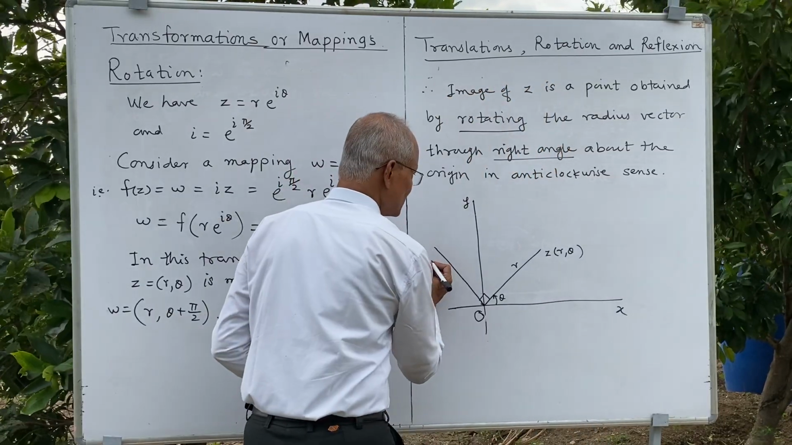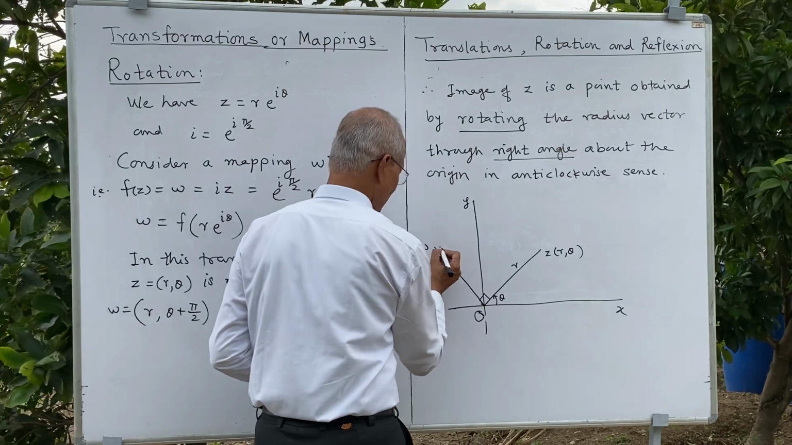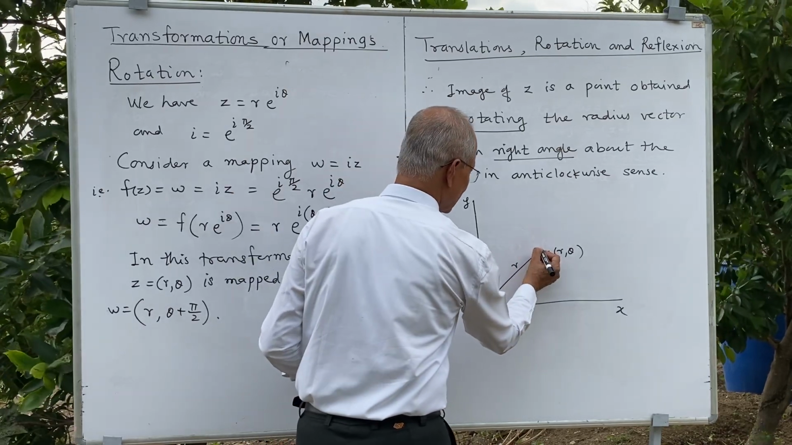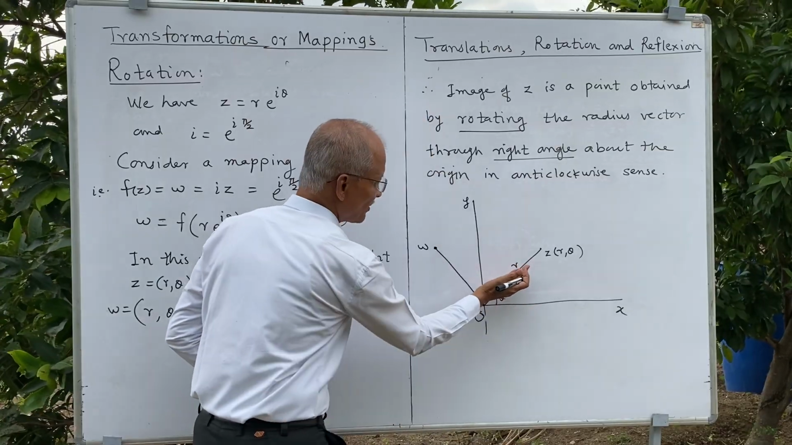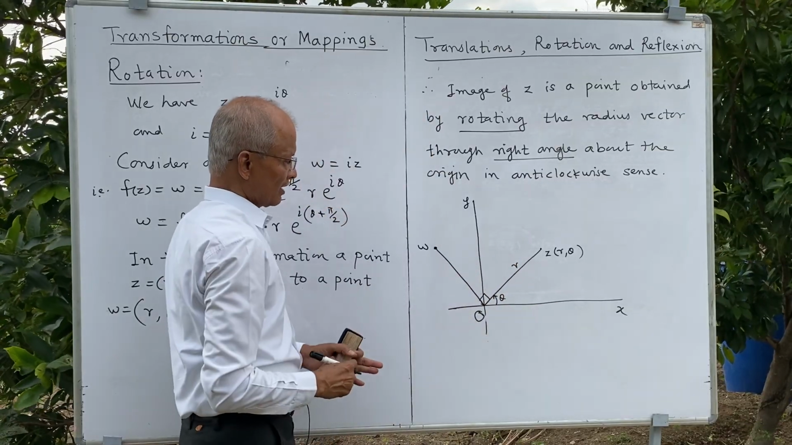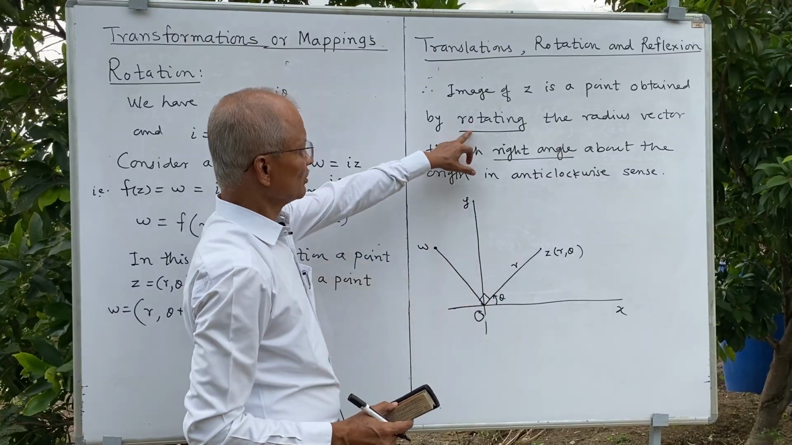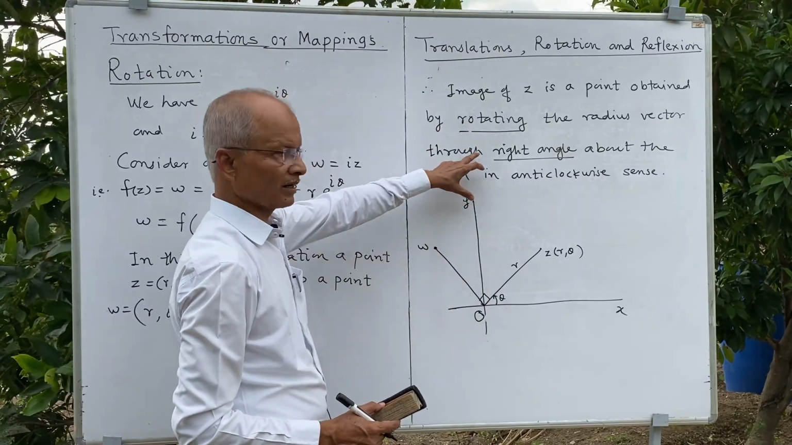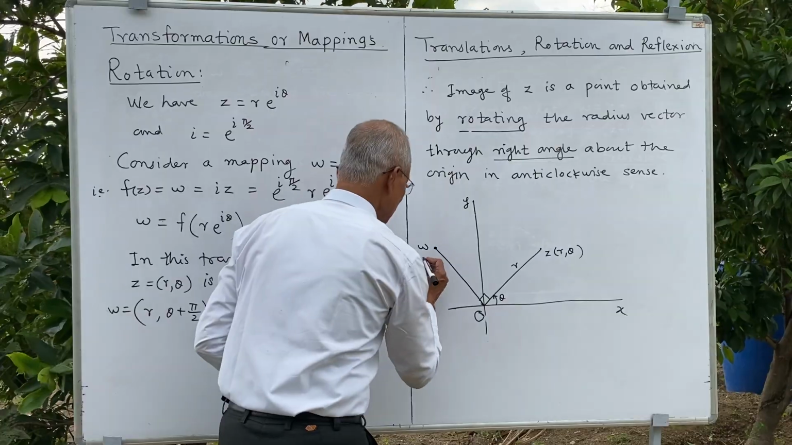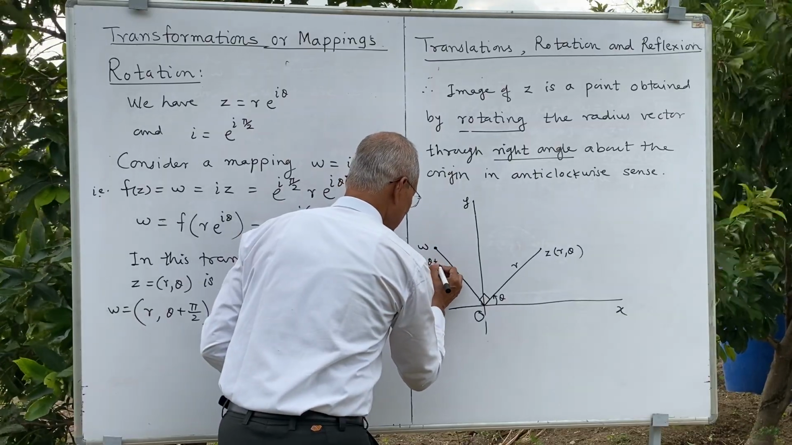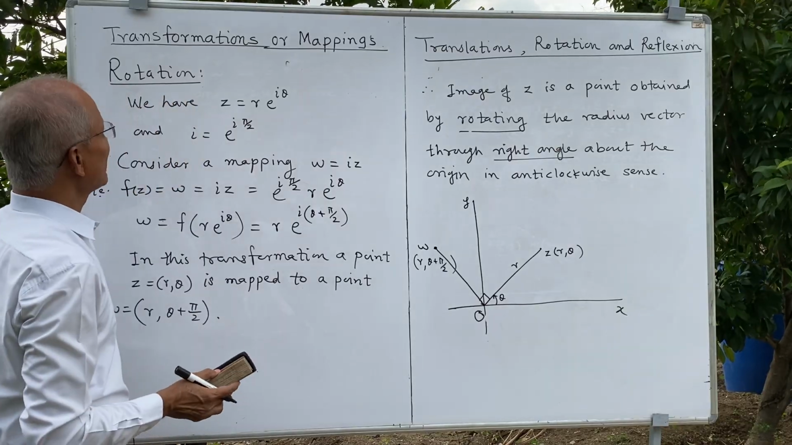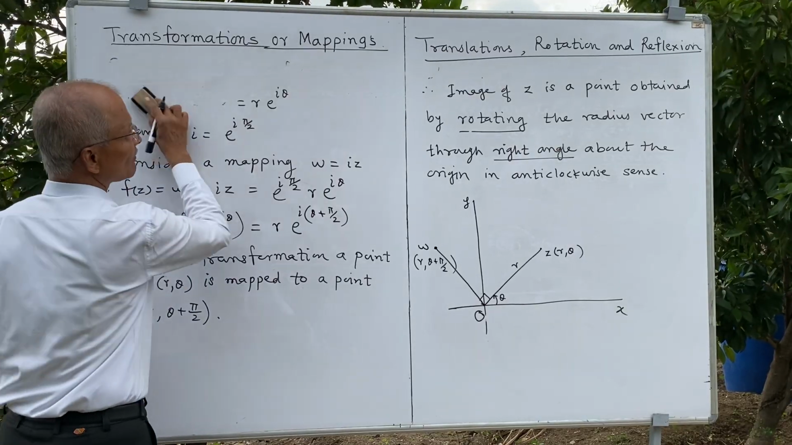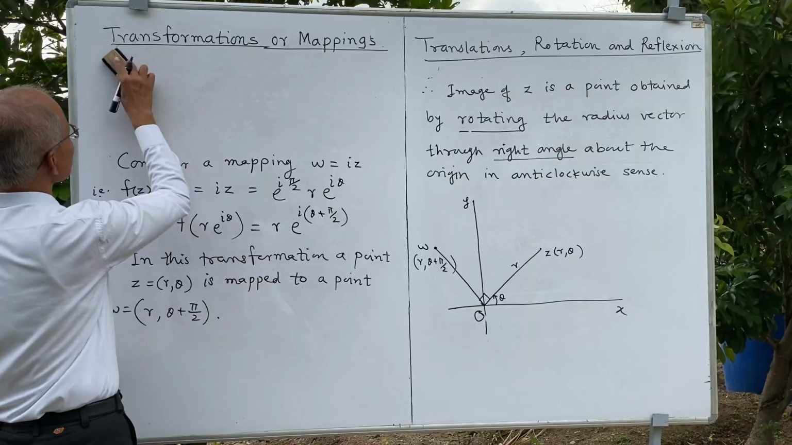Yes. So this is what is W. The image of this z point is W, obtained by rotating this radius vector through a right angle. So thus this is r theta plus pi by 2, and this is an example of rotation. Now we shall consider an example of reflection.